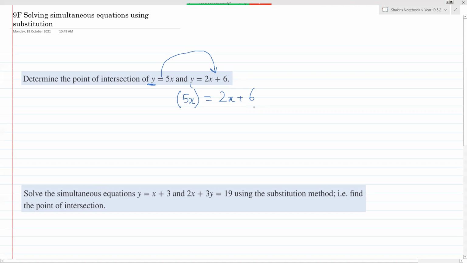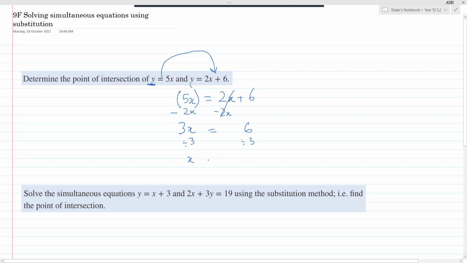Now I'm just going to solve this equation. Now we can subtract 2x on both sides. Remember, you can add or subtract anything you want as long as you do it to both sides. So 5x minus 2x is 3x. And over here, 2x and the negative 2x cancel out. You're left with just 6. Then you divide every term on both sides by 3. And you're left with x equals 6 divided by 3, which is 2.